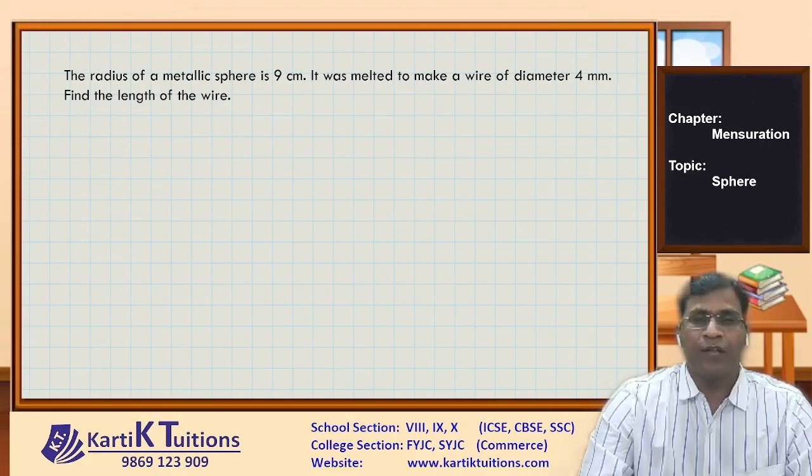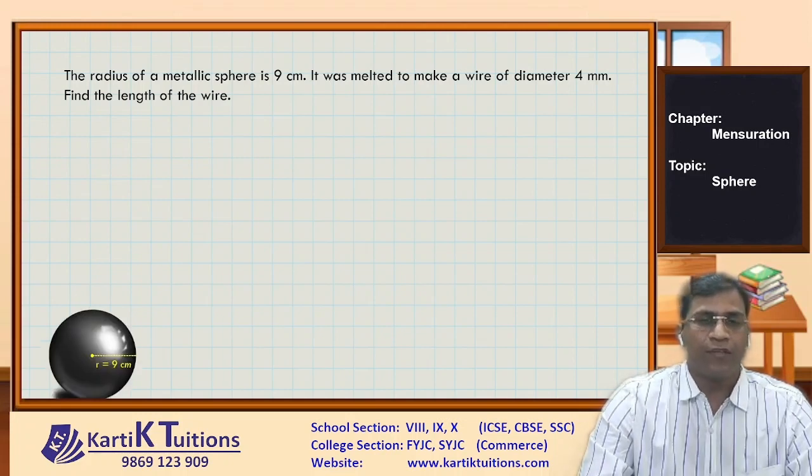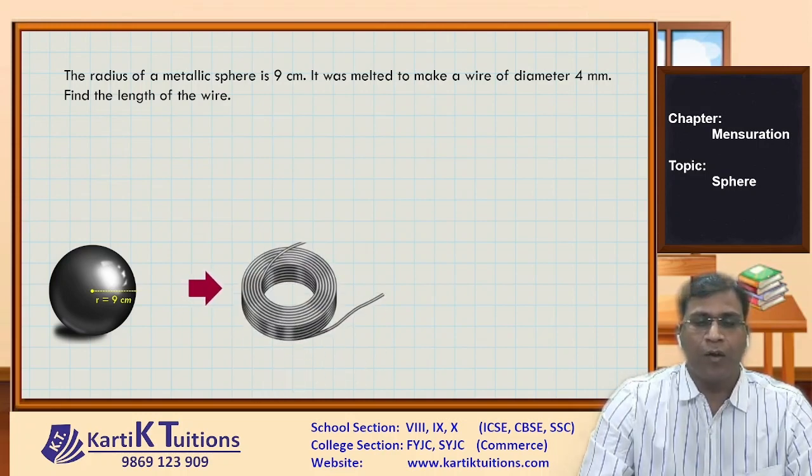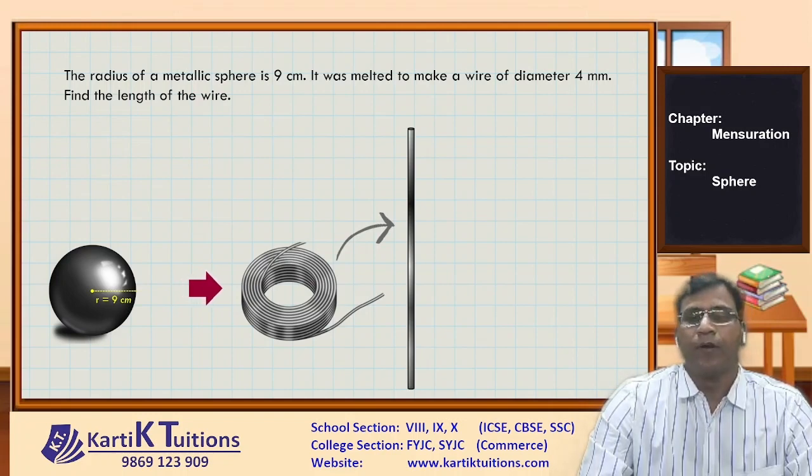Directly it will not be understood. So let's have a look at the pictures of it. Now see, there is a metallic sphere of radius 9 centimeter. It was melted to form a wire. You must have seen a wire like this. If you stretch it, you'll get a cylinder. Now diameter is given to us as 4 millimeter. So radius we can find. Radius is what? Half of diameter. So 4 upon 2 will become 2. So our R1 here is 2 millimeters.